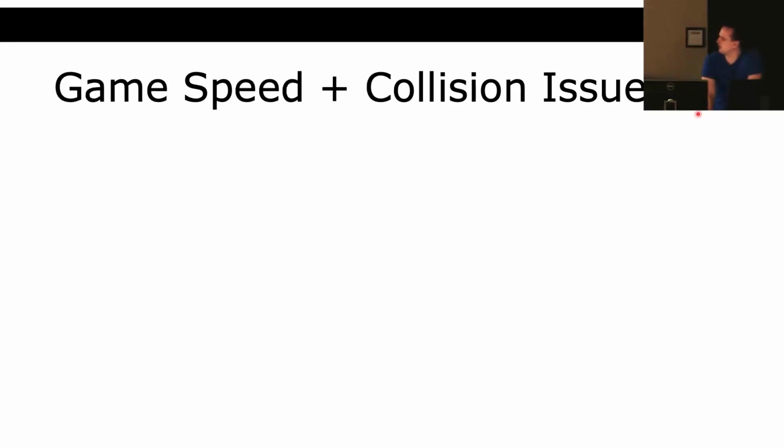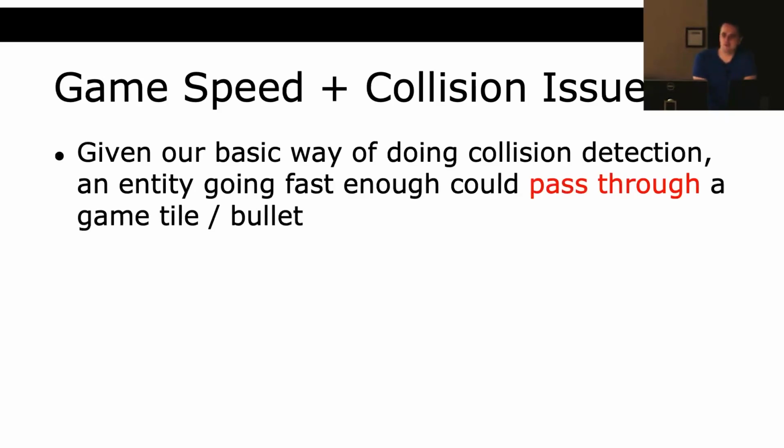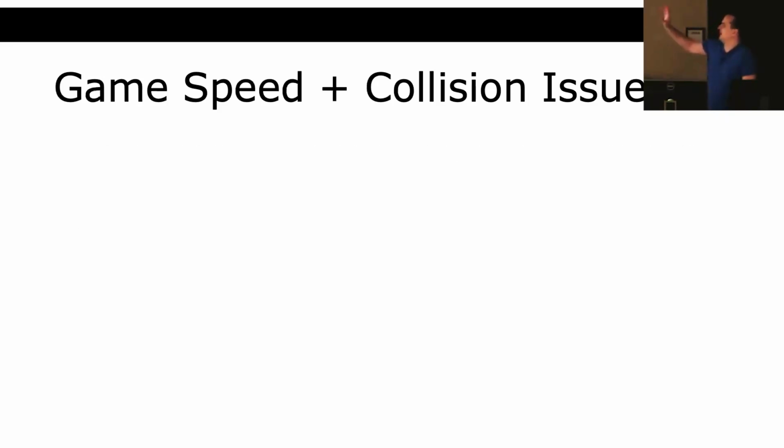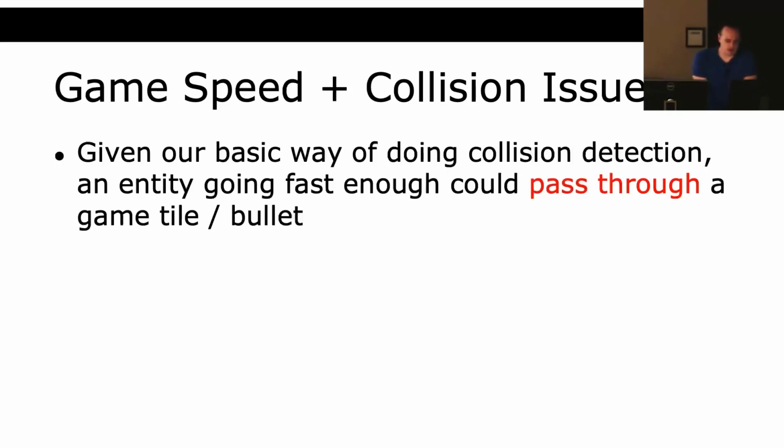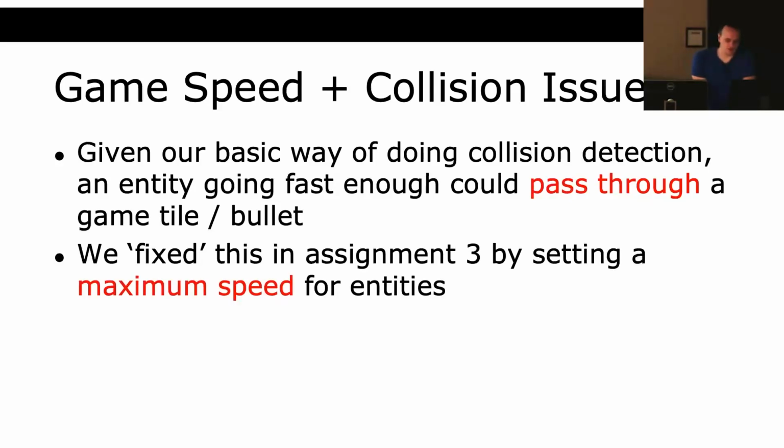But why does all this matter? Well, it matters in ways that you may not imagine, but I've already covered this, so you do know it. Given our basic way, and this is actually something different now, so this is kind of a disjointed topic, an entity going fast enough could pass through a game tile, or a bullet could pass through a tile, right? We fix this in assignment 3 by setting a maximum speed for entities. The way we do collisions is to check where things are right now and see if they overlap. That's the simplest possible way, and it's the way most games do it.